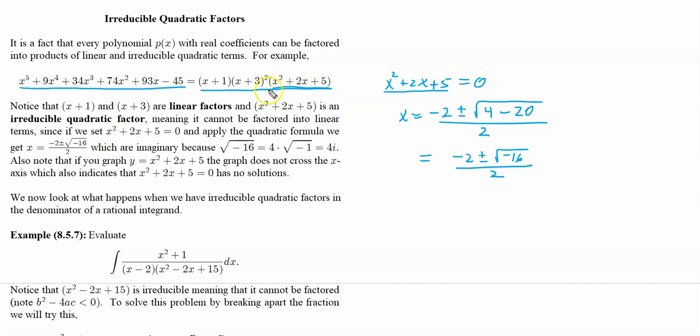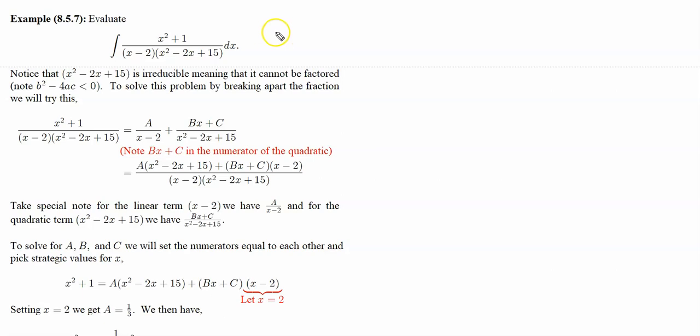So how do we handle the partial fraction decomposition? Well, let's take a look at this next example. So here we want to evaluate the indefinite integral of this rational function. Now, the denominator we already have factored as a linear term times an irreducible quadratic term.